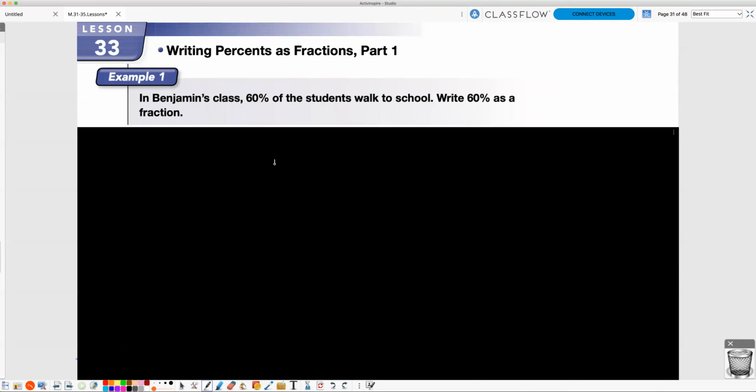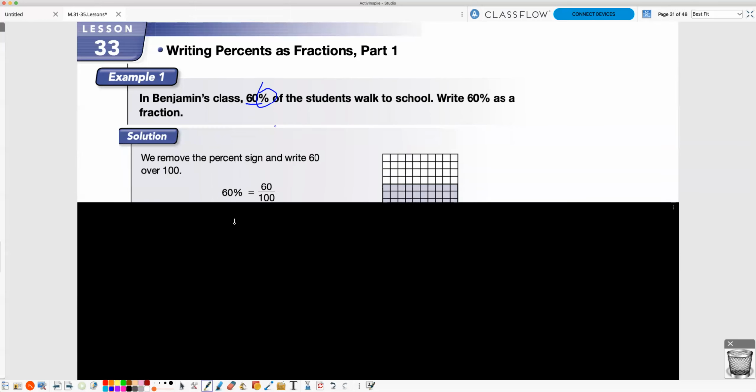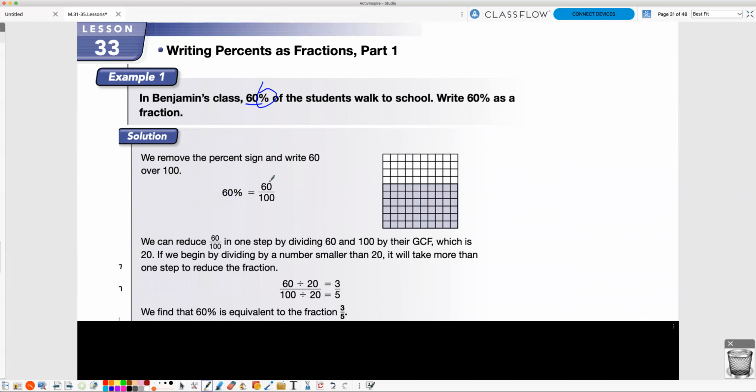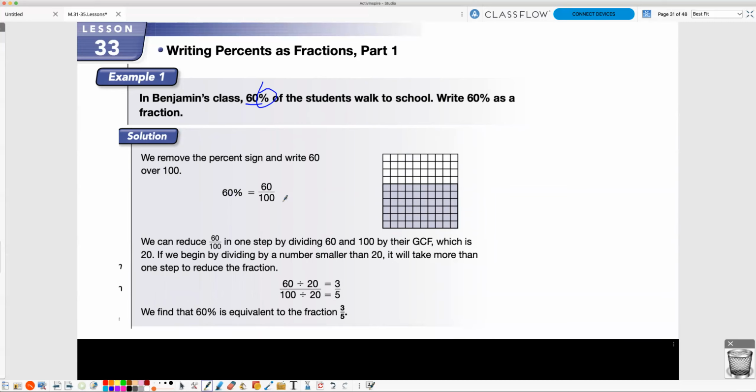All right, now let's look at example 1. In Benjamin's class, 60% of the students walk to school. Write 60% as a fraction. 60 is the numerator. Percent means it's going to be out of 100. That's all there is to it. 60% equals 60 over 100. And then you can reduce this because both the numerator and denominator are divisible by 20. This would be 3/5. So this percent shaded right here would be 3/5.